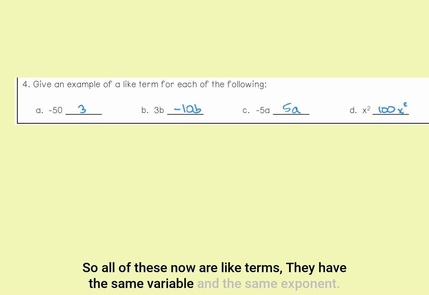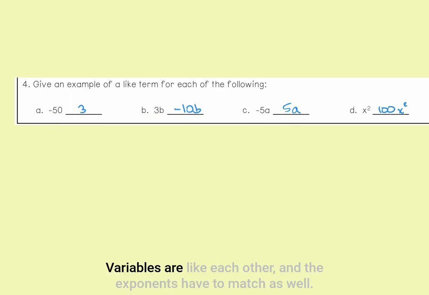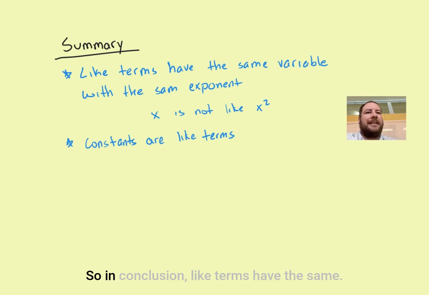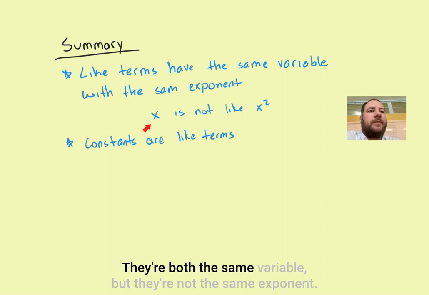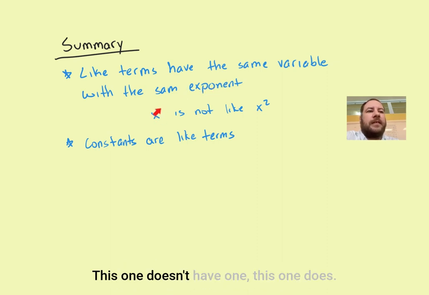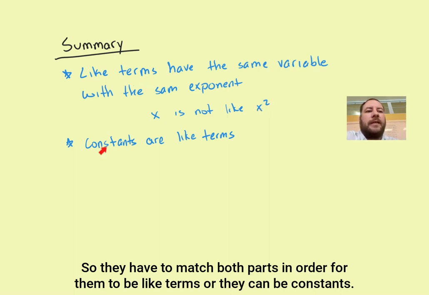So all of these now are like terms. They have the same variable and the same exponent. Remember that constants are like each other, variables are like each other, and the exponents have to match as well. So in conclusion, like terms have the same variable with the same exponent. So this is our reminder. Remember, x and x squared, they're both the same variable, but they're not the same exponent. This one doesn't have one, this one does. So they have to match both parts in order for them to be like terms, or they can be constants.